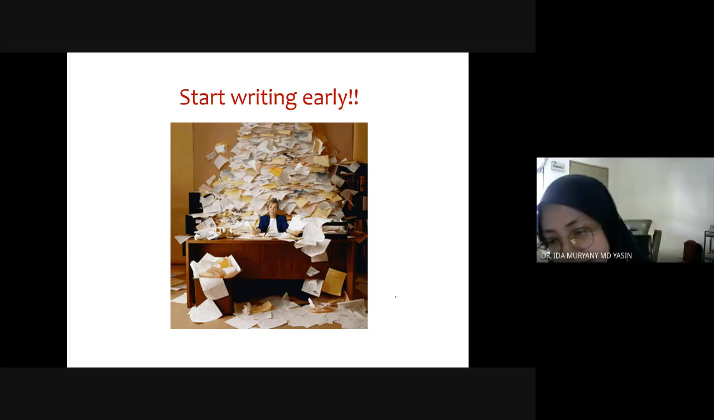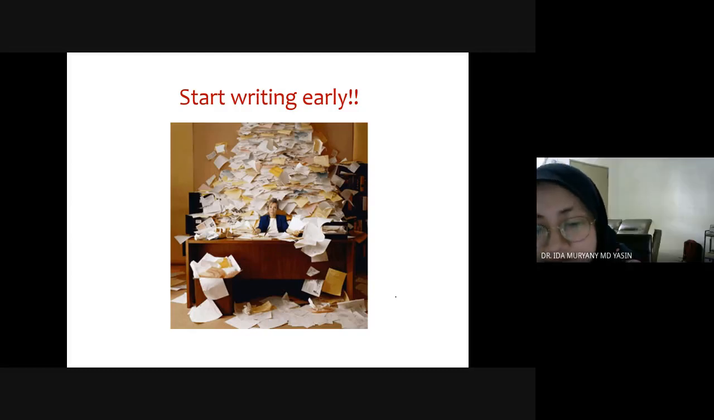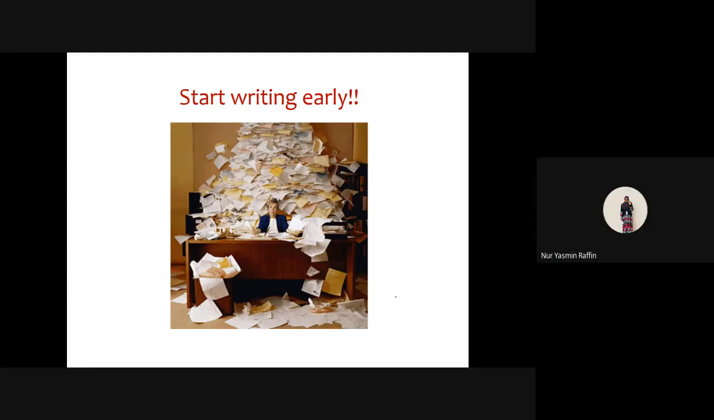Assalamualaikum doktor. Salam. Doktor, saya nak tanya. Ya. Kan dalam intro ada objektif, significant, problem statement. Kita boleh ambil tu dalam kita punya proposal sebelum ni ke doktor?